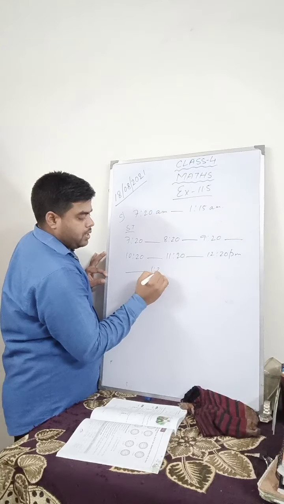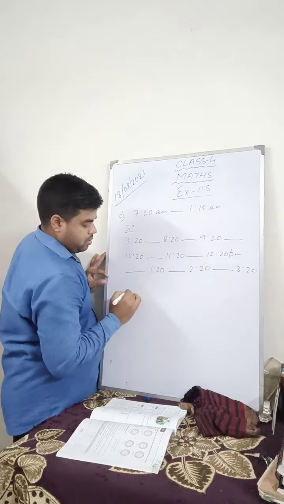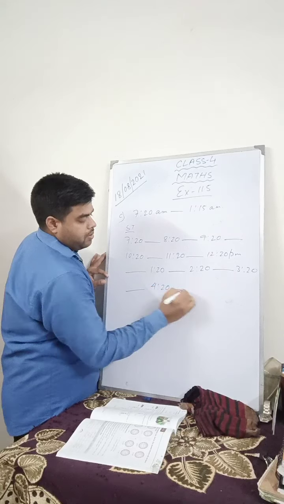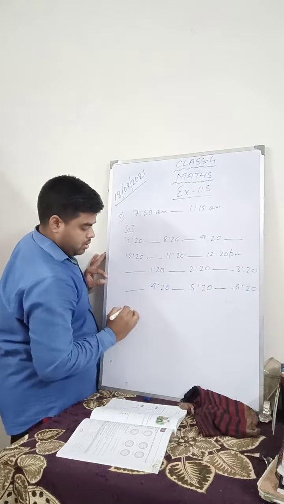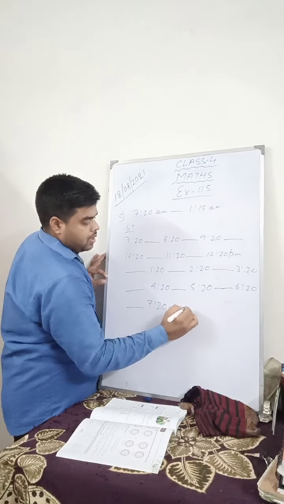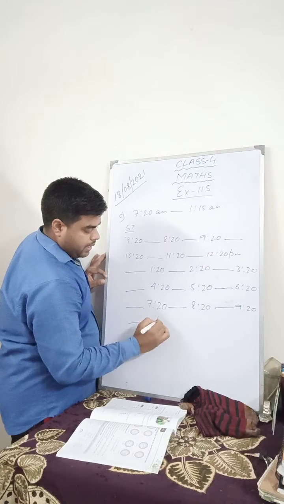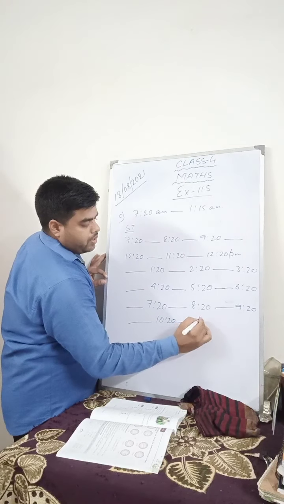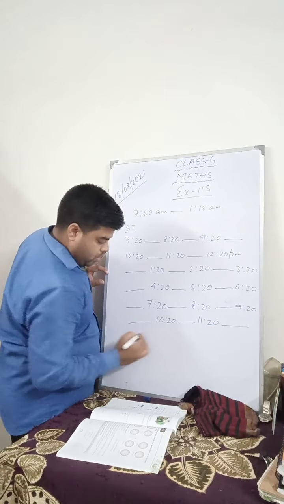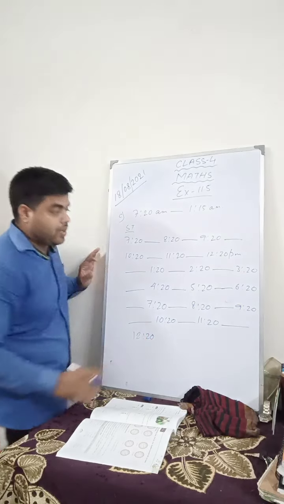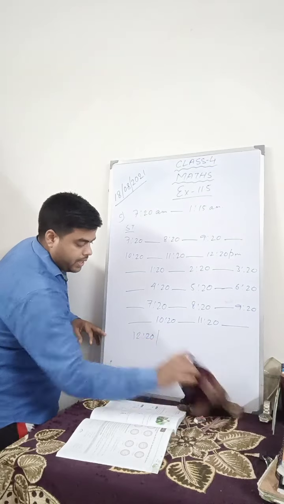Then it is 1:20, 2:20, 3:20, 4:20, 5:20, 6:20, 7:20, 8:20, 9:20, 10:20, 11:20, again 12:20. Now this 12:20, after crossing the whole 12 hours, is your AM.